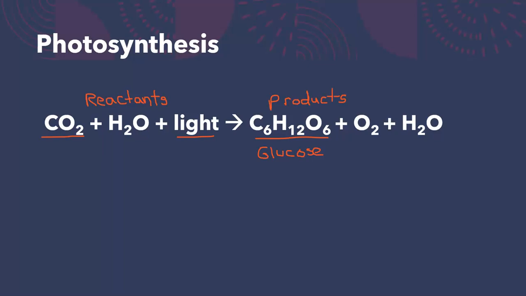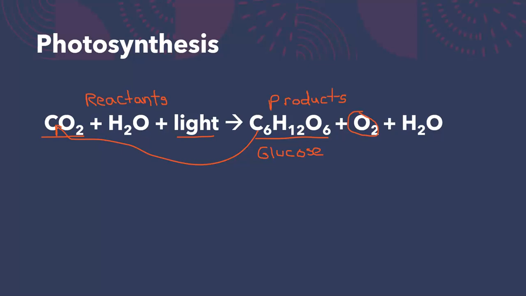So if we have 6 carbons, we look over to the left-hand side to say, where did those carbons come from? Those carbons had to have come from the carbon in the carbon dioxide. Okay. We have oxygen that's being produced, and we love oxygen, right? We need oxygen to breathe, and we use that oxygen that we breathe in for the process of cellular respiration, which we'll talk about next.